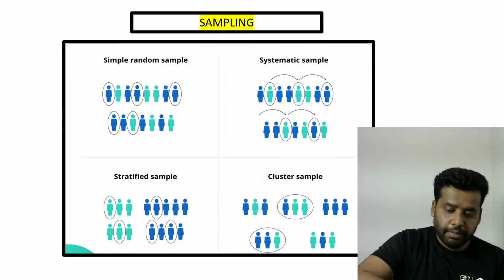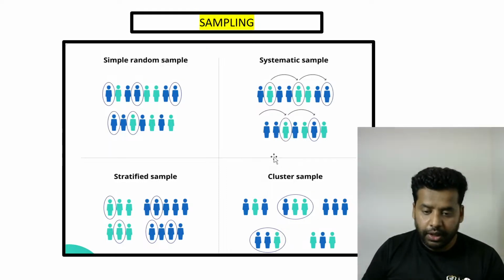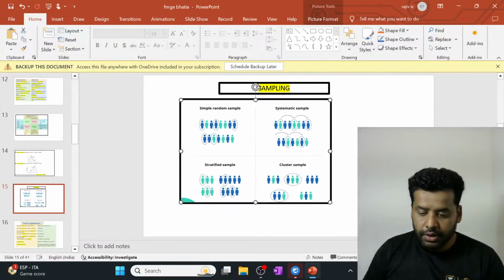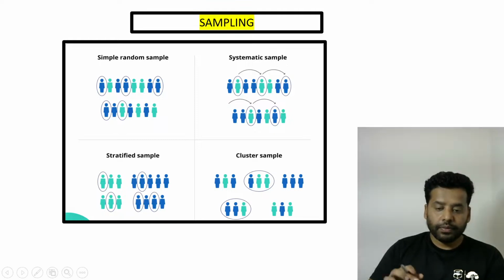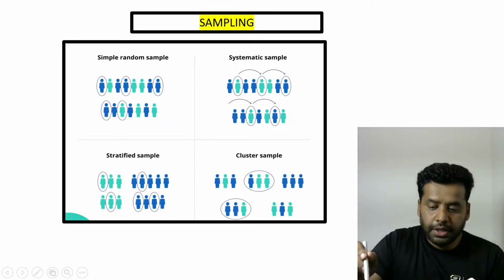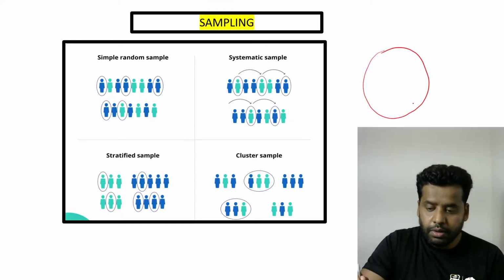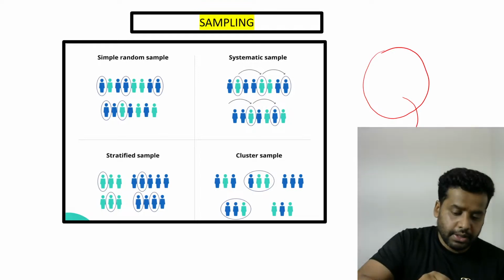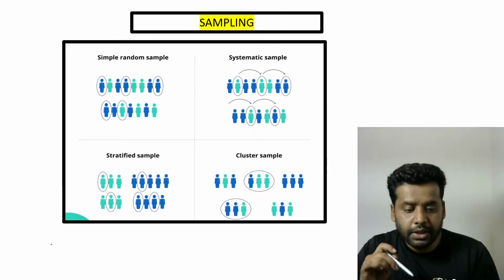See this sampling. Very important table. It's very easy to remember also. Sampling means there is a population like this. You have to take one small sample out of that. From the population we are taking a sample. This is sampling for the study purpose.